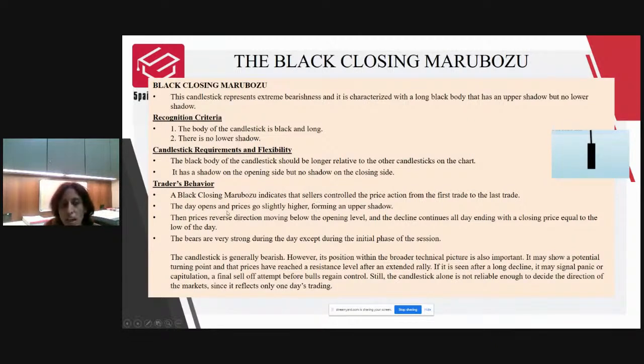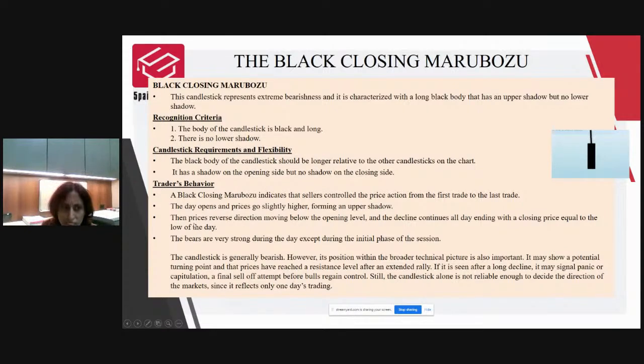And the day opens and prices go slightly higher, forming an upper shadow. This is the most important thing. This is the kind of behavior which is reflected in the case of a black closing MARUBOZU, right? So the day opens and the prices go slightly higher. So this was the high for the day. The market, as you can see, has slightly moved on the higher side, right?